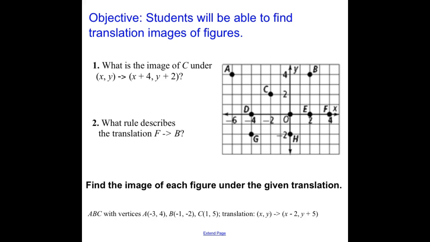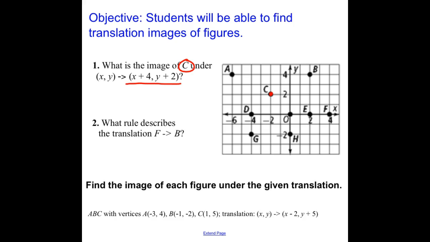After that, we started to talk about translation images, so taking things up and moving them. You might have some boxes on your paper on some of these. You might want to kind of line yours up with mine and fix those. I'll pause the video here for a second and do that. Okay, so we're supposed to find the image of C under this translation.